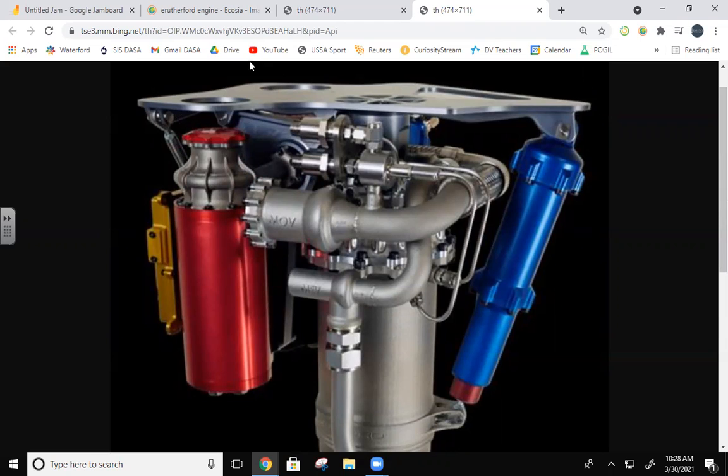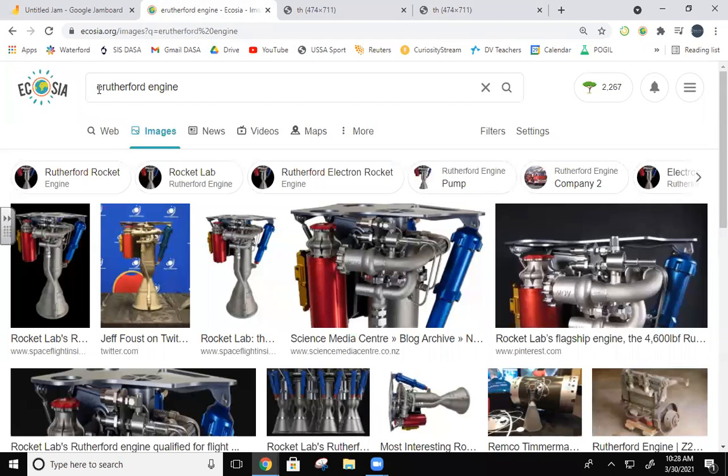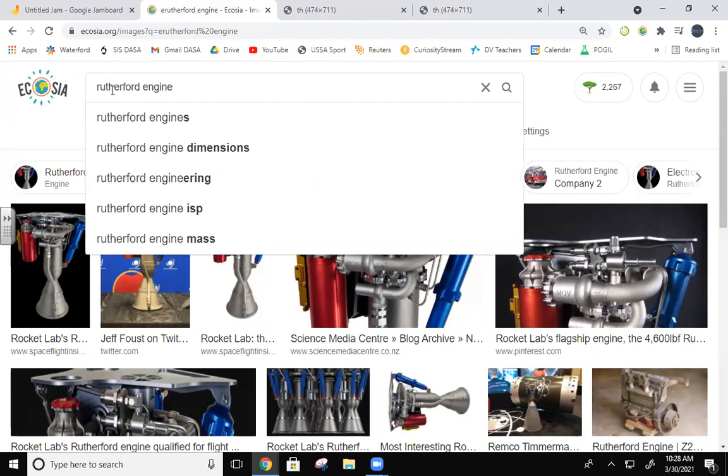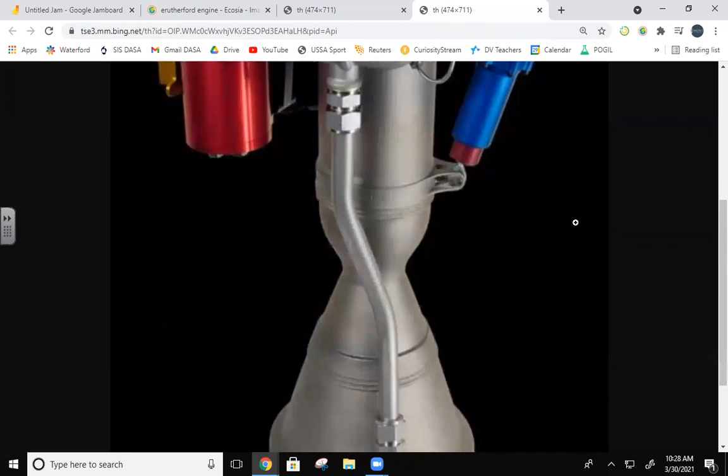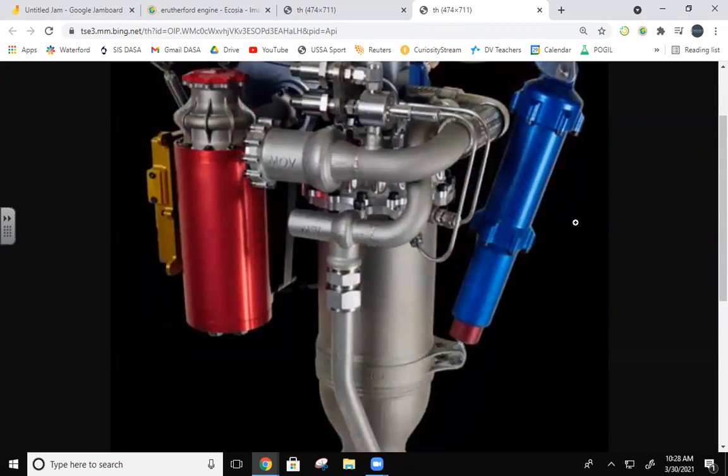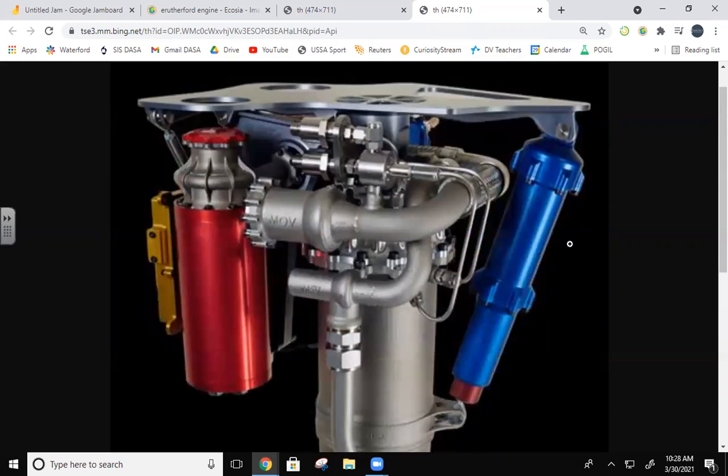I'd have to look it up. Why is the combustion chamber so big compared to the...? So this is actually a really small little engine. They use nine of these on the first stage of the Electron. Here's the oxidizer, and then the fuel lines. You can see there are small lines going through here as well.